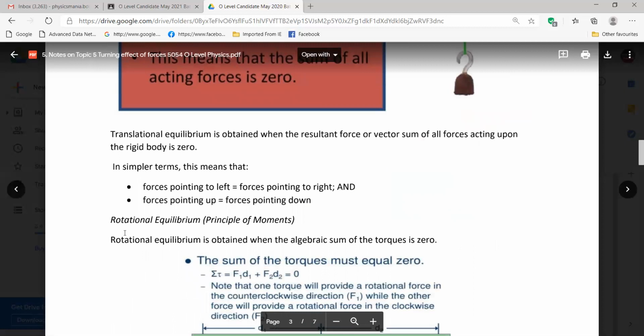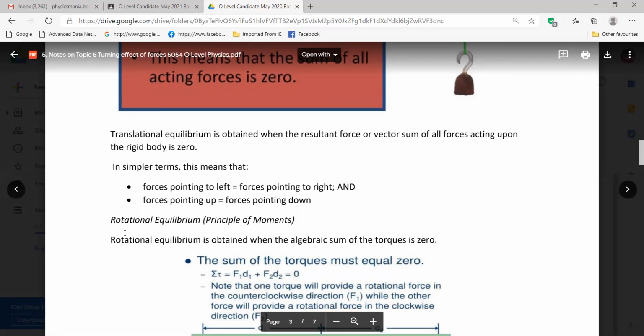Translational equilibrium. Translational equilibrium is obtained when the resultant force or vector sum of all forces acting upon the rigid body is zero. In simpler terms, that means that forces to the left equal forces pointing to the right, and the forces pointing up equal forces pointing down. Okay, so if there are forces working from left, there should be some forces pointing to the right. Yes. In this equilibrium condition, the same force.